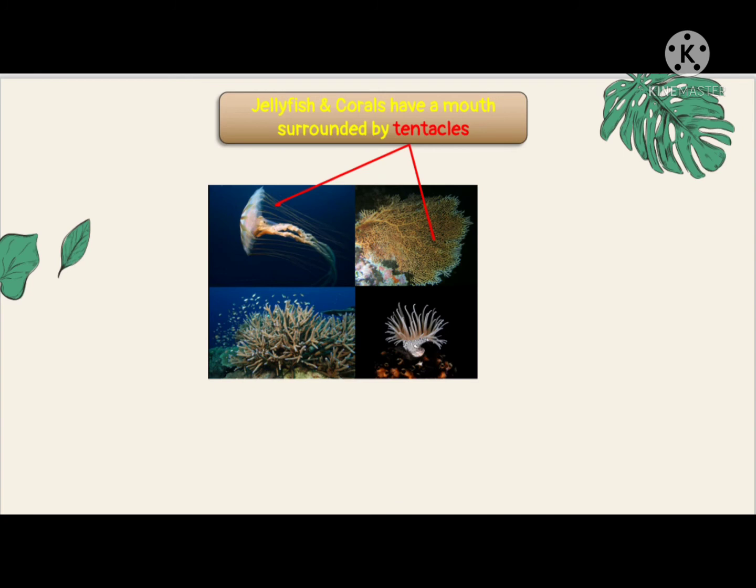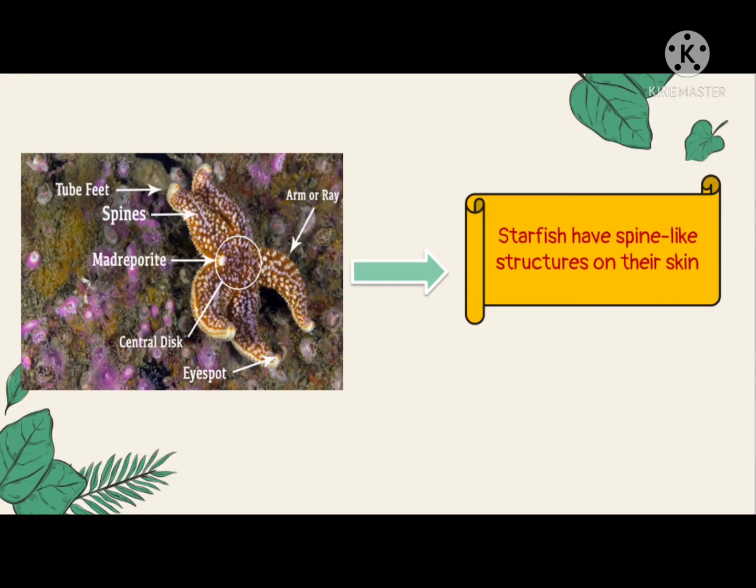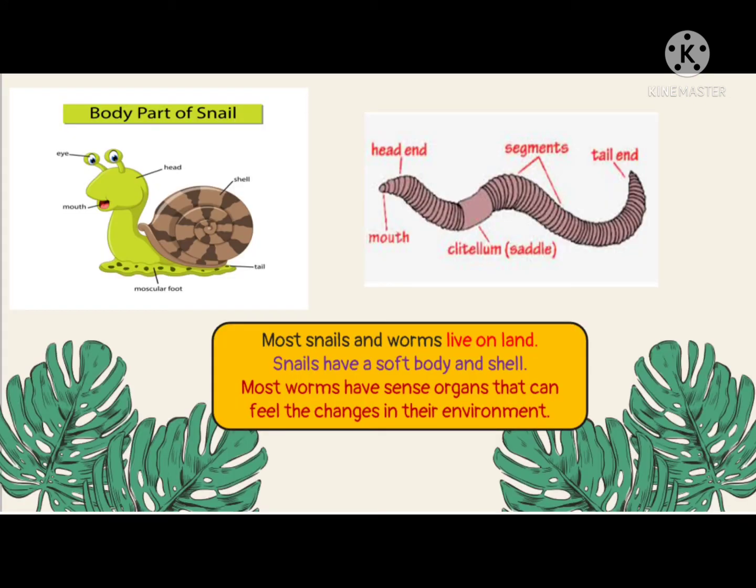Jellyfish and corals have a mouth surrounded by tentacles. Starfish have spine-like structures on their skin. And most snails and worms live on land. Snails have a soft body and shell. Most worms have sense organs that can feel the changes in their environment.